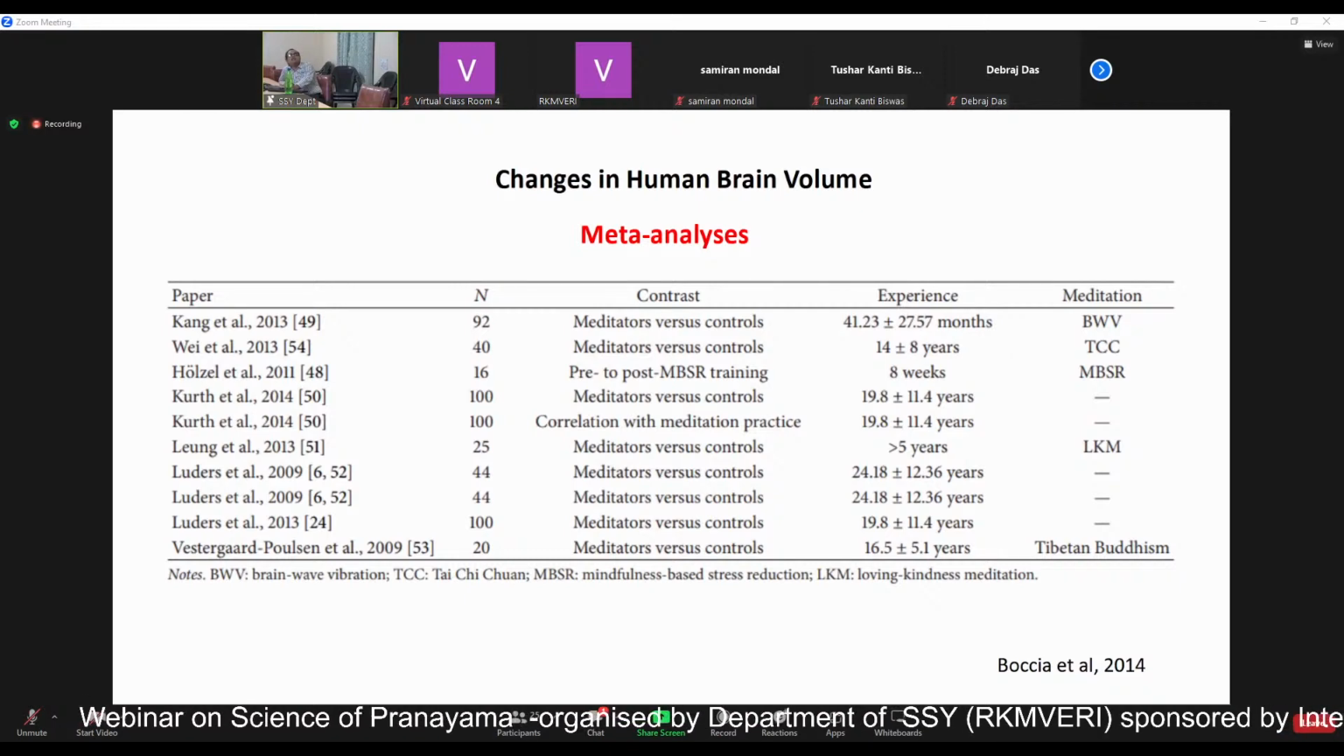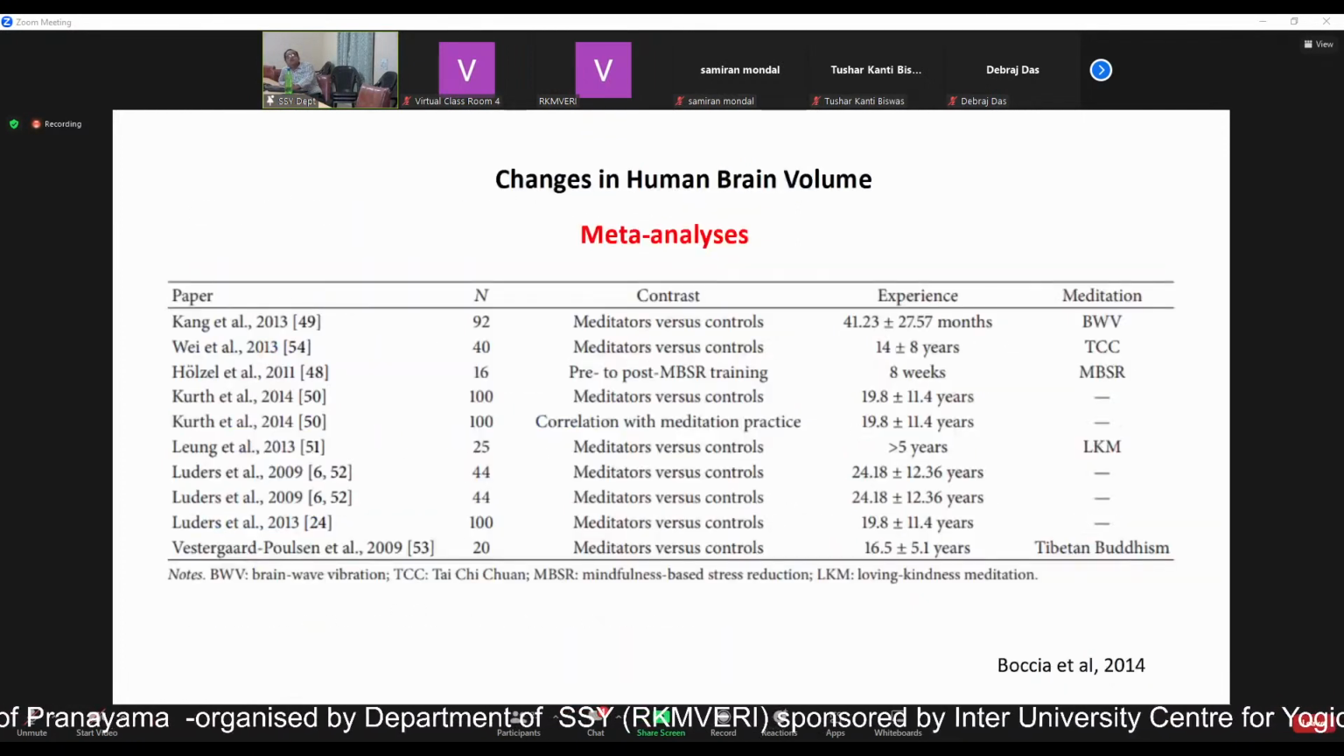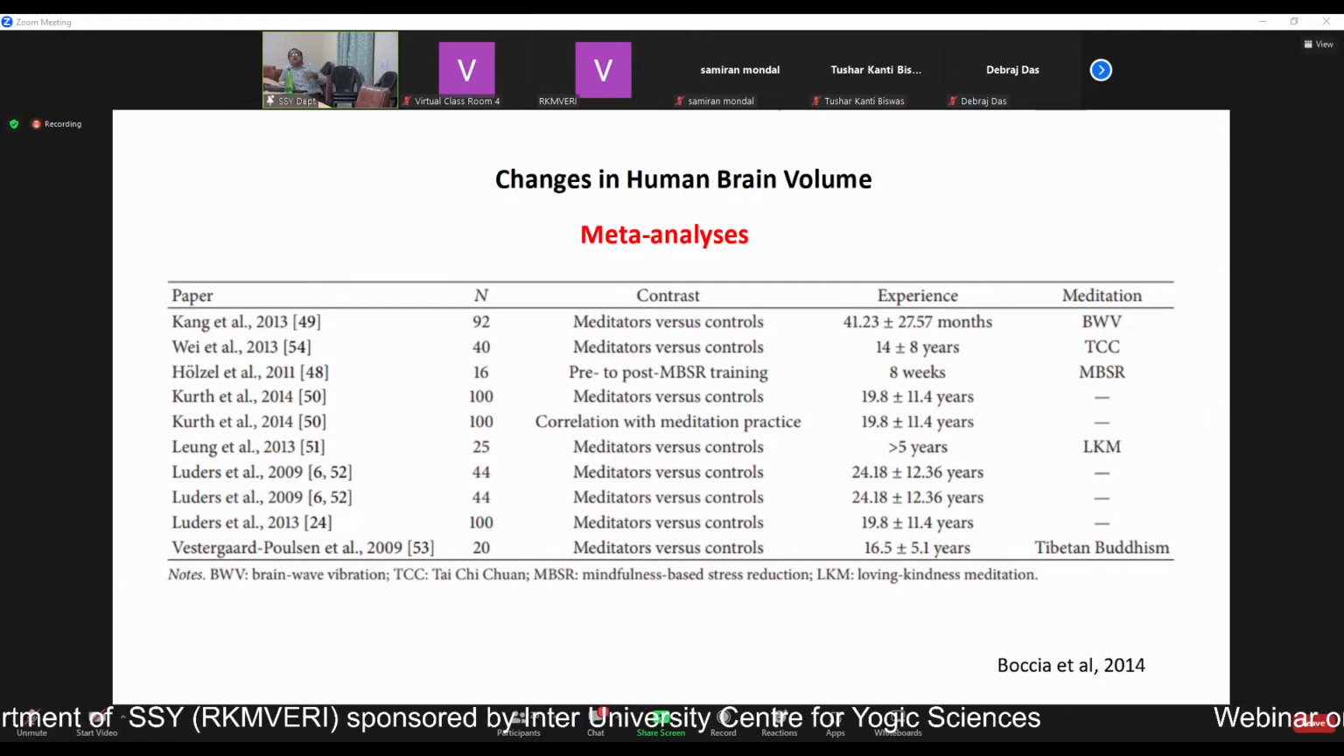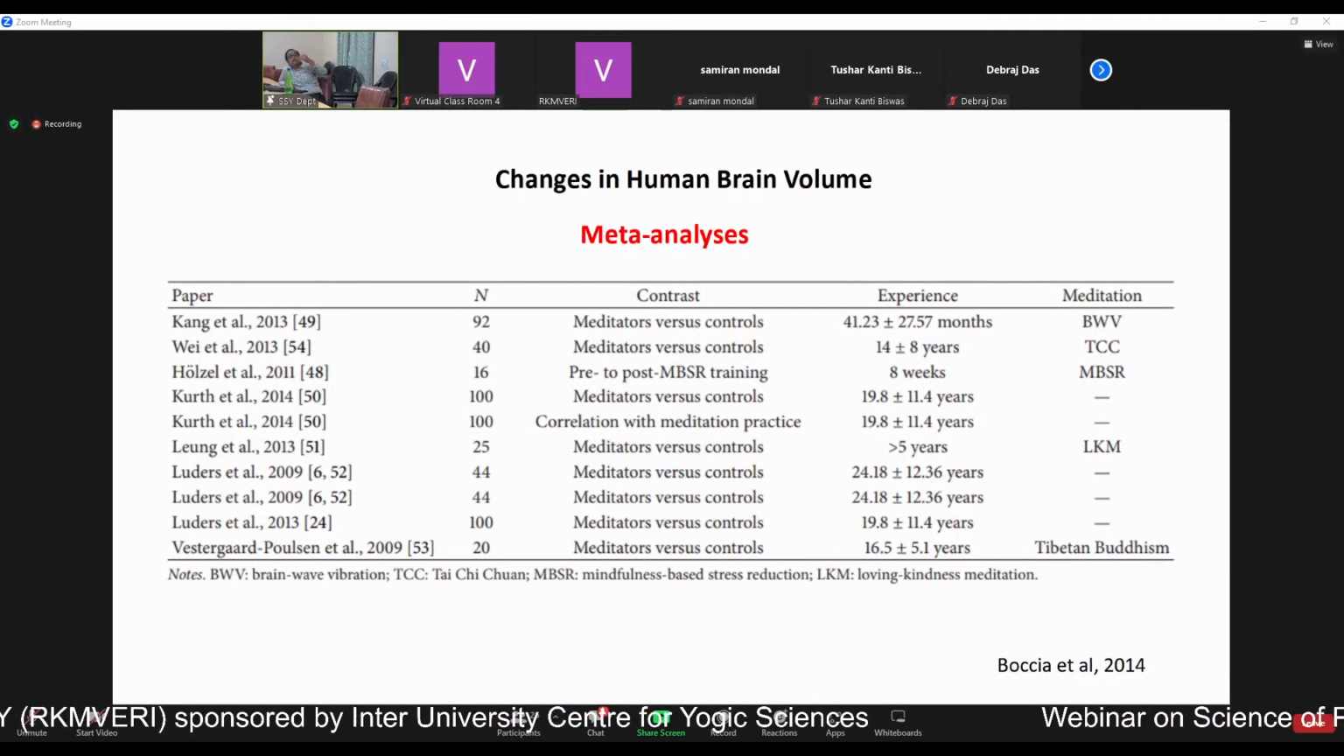This selection was done by that group only, in this paper I have mentioned here, Bossia et al. 2014. They used different criteria to select which studies to include in the meta-analysis. The number of participants, how many human subjects were involved in the study, was a very important factor. Whether the neuroimaging processes were done in an acceptable manner was another criterion. And whether the statistics they used to come to the conclusion were acceptable. So they found these studies which satisfied those technical criteria.